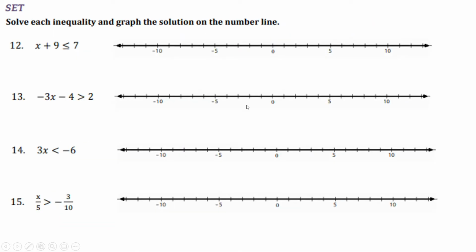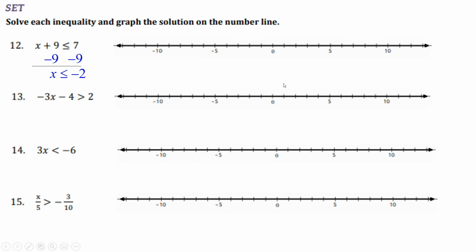All right, solve each inequality and graph the solution on the number line. So we were just doing this before. Now we're just solving and graphing. So on number 12, let's undo plus 9 by subtracting 9 from both sides. Does not affect the inequality, less than or equal to. And x plus 9 minus 9, cancel. X is less than or equal to 7 minus 9 would be a negative 2.